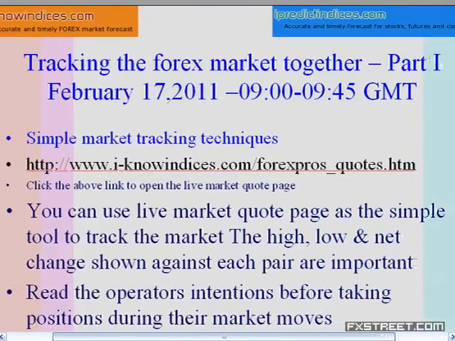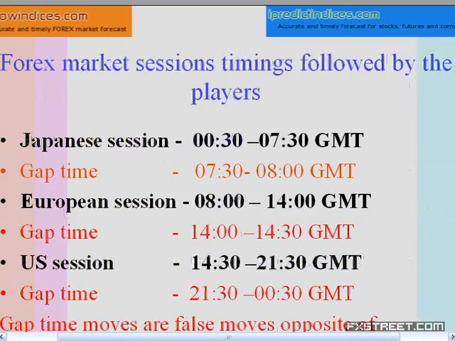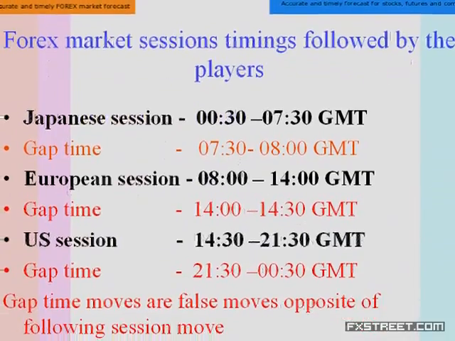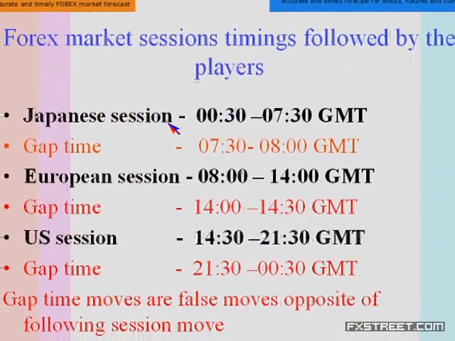Okay. Now, before going to the market reading, we need to understand the market timings. From next month, we'll come across daylight saving time, which could be incorporated at the end of next month. Until such time, this is the time followed by the players.